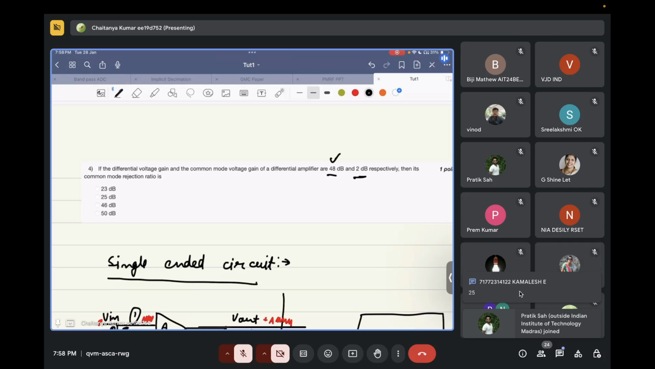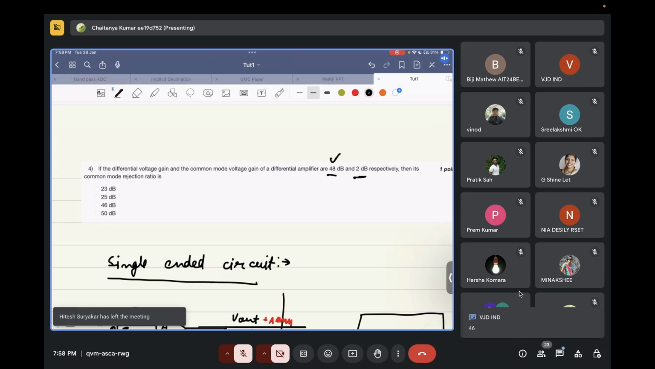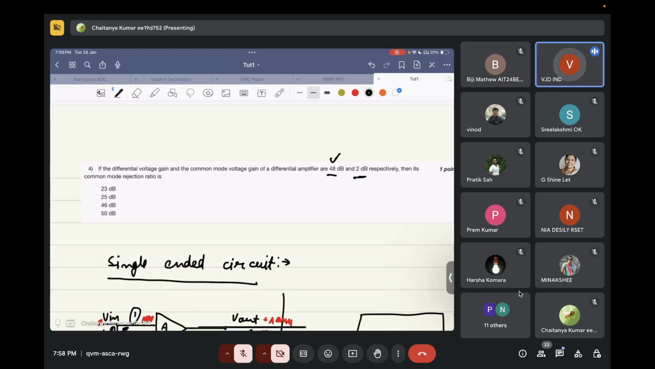Okay, someone has written 25. Anyone else? 46 dB. Okay, so can anyone tell why it will be 46 dB and why not 25 dB or maybe 24 dB? 48 minus 2 dB. Correct.